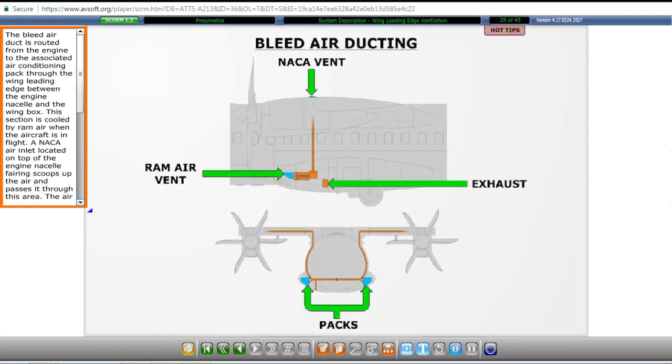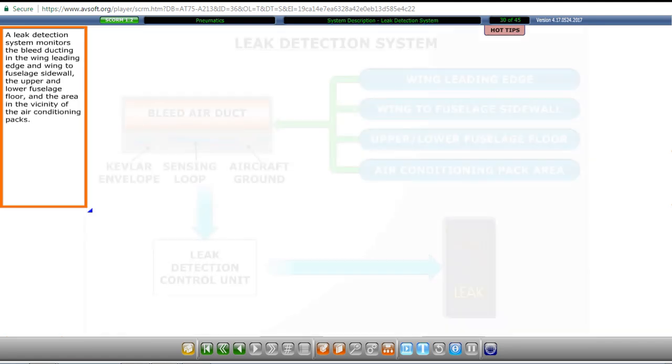The bleed air duct is routed from the engine to the associated air conditioning pack through the wing leading edge between the engine nacelle and the wing box. This section is cooled by ram air when the aircraft is in flight. A NACA air inlet, located on top of the engine nacelle fairing, scoops up the air and passes it through this area. The air is then exhausted overboard through a vent on the landing gear fairing. It should be noted that this venting only occurs when the aircraft is in flight.